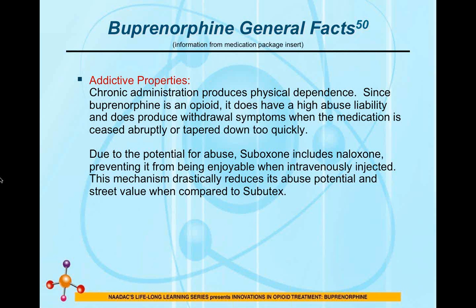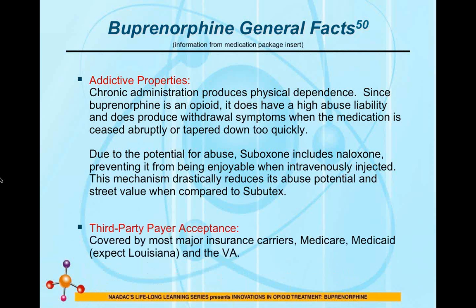And by having Naltrexone on board with Suboxone, that mechanism drastically reduces its abuse potential and the street value in comparison to Subutex. And I know I'm just introducing this, but I wanted to start off saying that it does have some addictive properties, but there's some built-in components to make it safer. And this medication is accepted by major insurance carriers, and at the time that I made this presentation, the only state that did not accept it for Medicaid was Louisiana, and it is being accepted by the VA and prescribed.